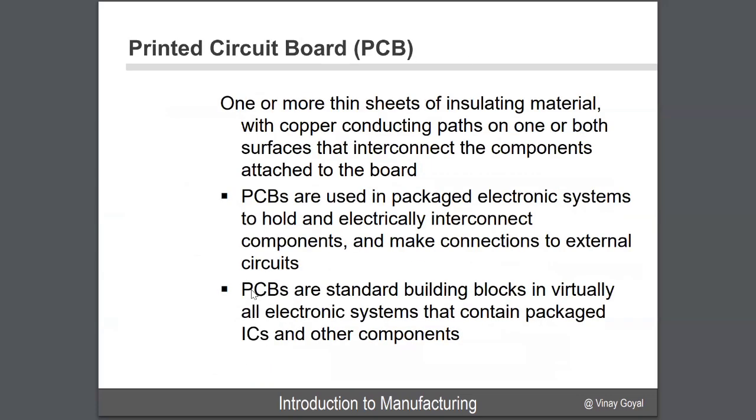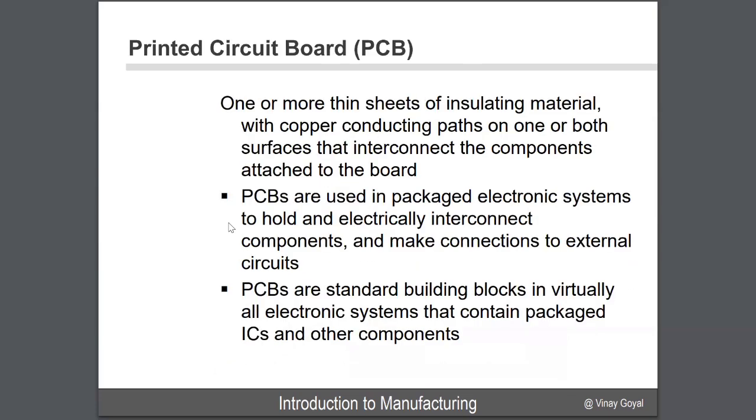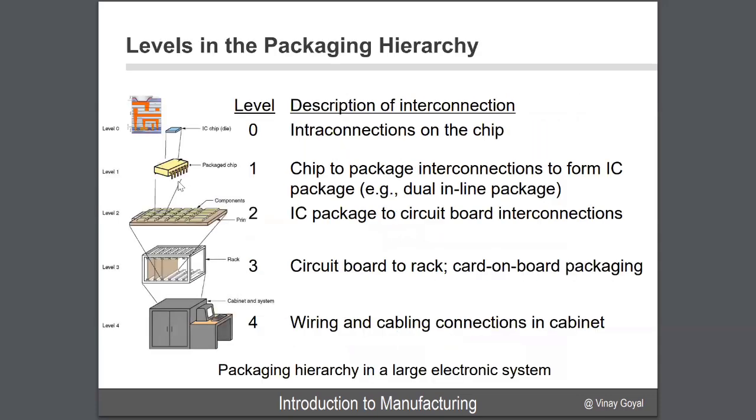The printed circuit board here is one or more thin sheets of insulating material with copper conducting paths on one or both surfaces, so it can be either or both, that interconnect the components attached to the board. And that's what we talked about here in level 2. So these printed circuit boards are used in packaged electronic systems to hold and electronically interconnect components. These are the standard building blocks that virtually all electronic systems contain for the packaged integrated circuits. So these are the building blocks of what we need.